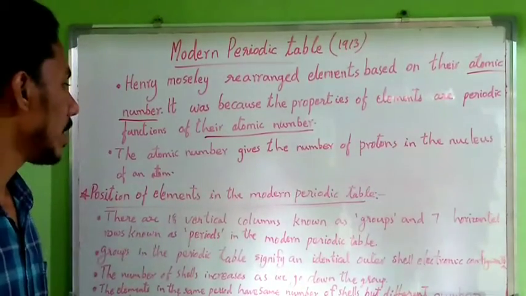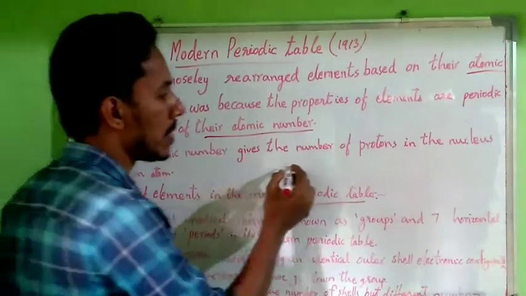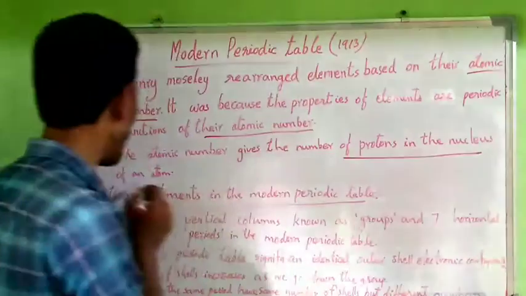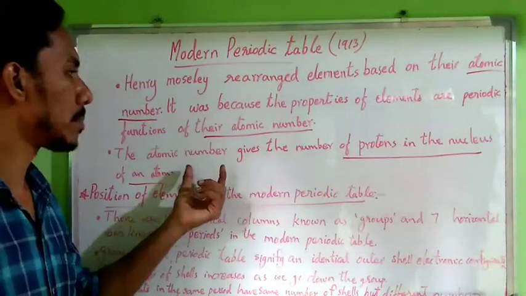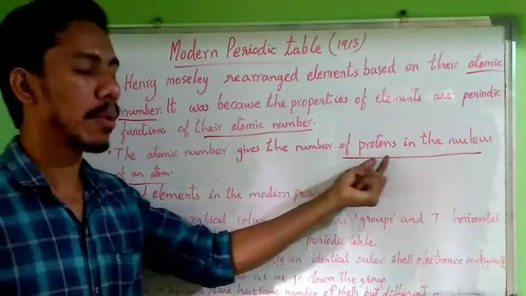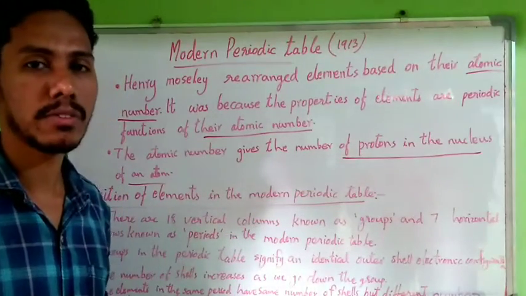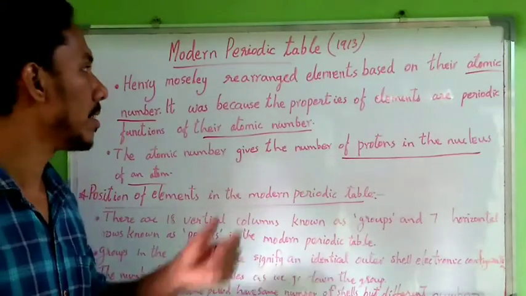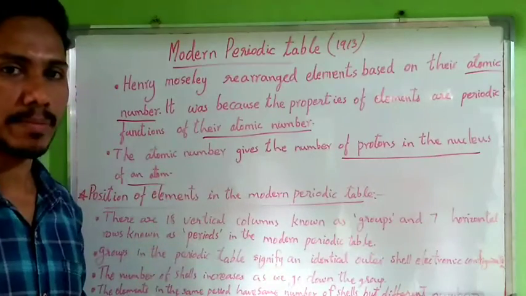Okay, then the atomic number gives the number of protons in the nucleus of an atom. He also explained that the number of protons should be equal to the number of electrons in an element, and it is equal to the atomic number.